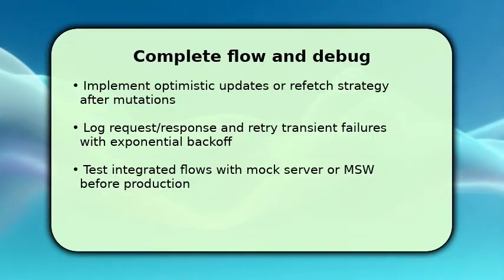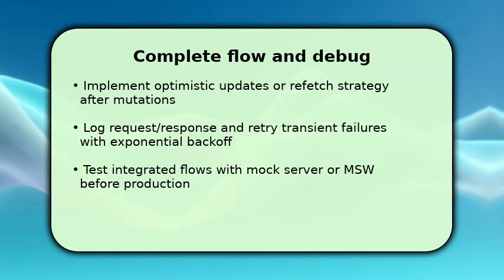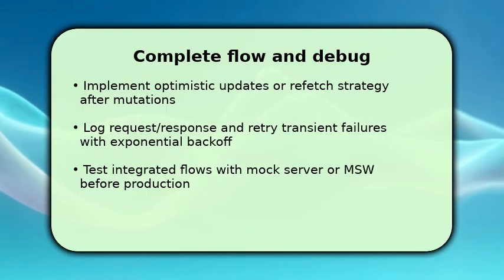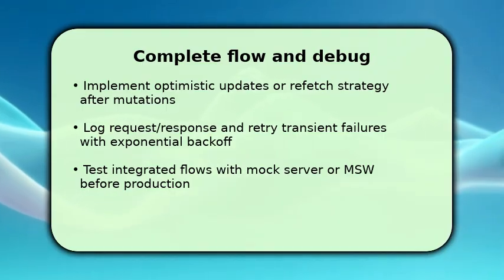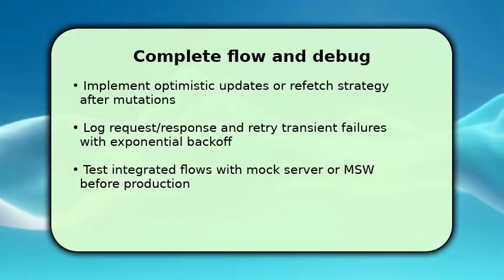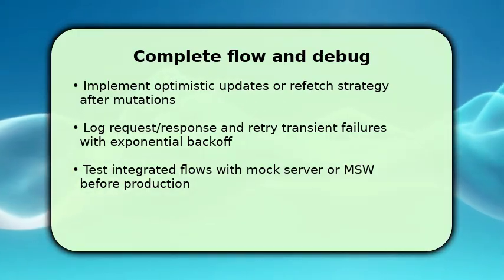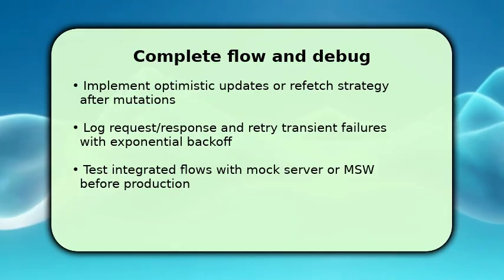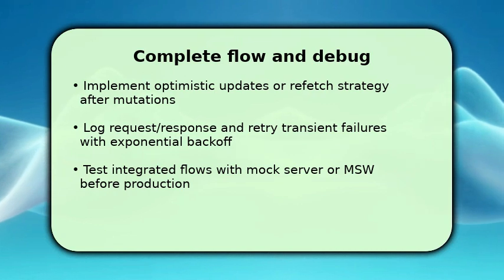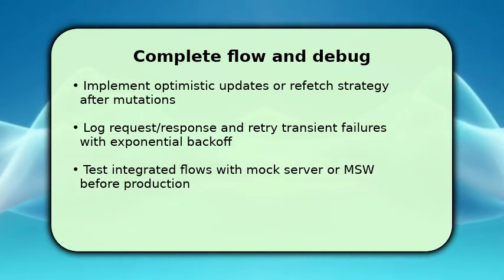Call POST/PUT via your wrapper, update local state optimistically, and then reconcile with the server response. Once done, add structured logging for request response pairs and implement retry with exponential backoff for transient network errors. Make sure to write integration tests using a mock backend or MSW so you catch contract issues early. If things go wrong, check CORS headers and token expiry first, as those cause most production failures.